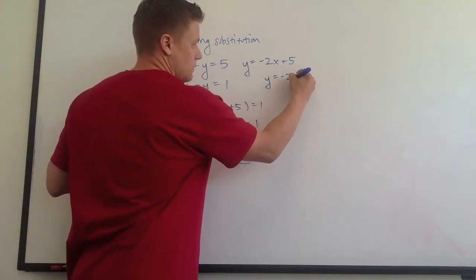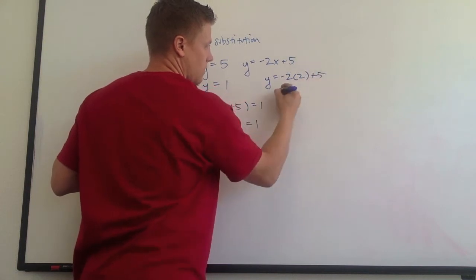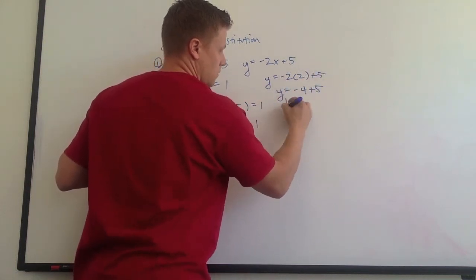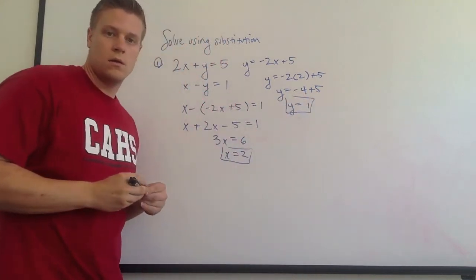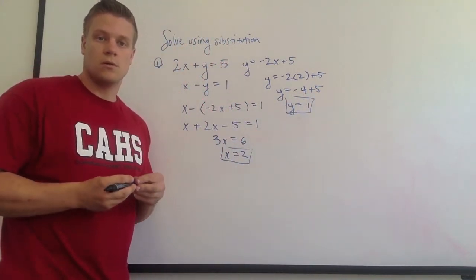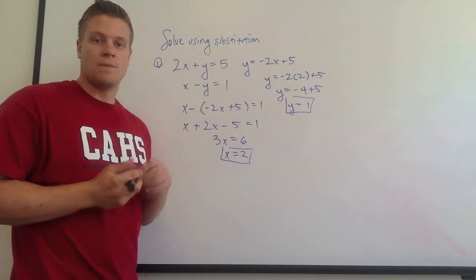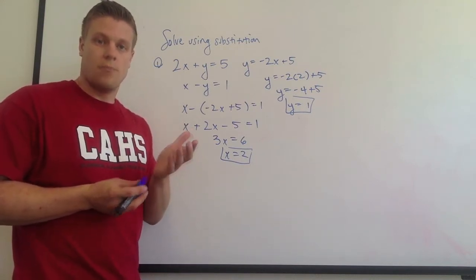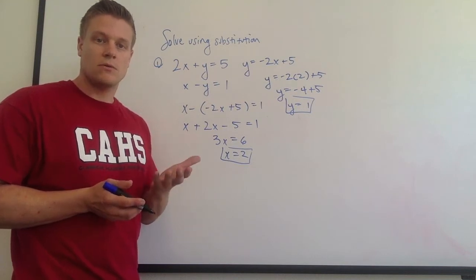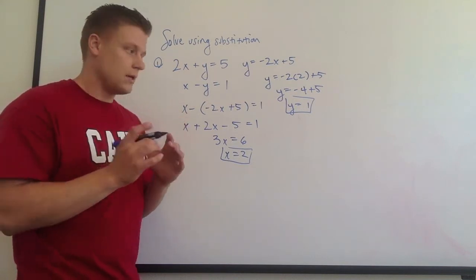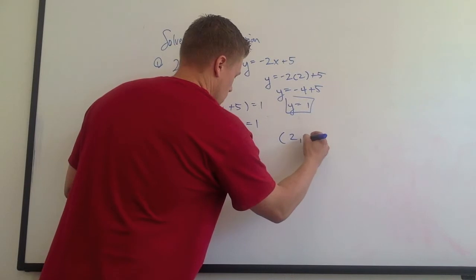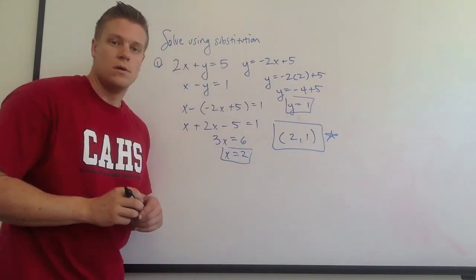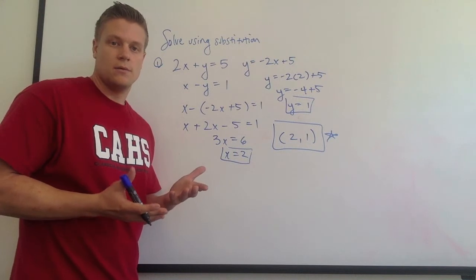Y equals negative 2 times 2 plus 5. Y equals negative 4 plus 5. Y is equal to 1. But what is this solution? We worked on this in 3.1. If we were to graph this, what does the solution look like? It's our point of intersection. So be able to write your answer as a coordinate. And (2, 1) is our answer.